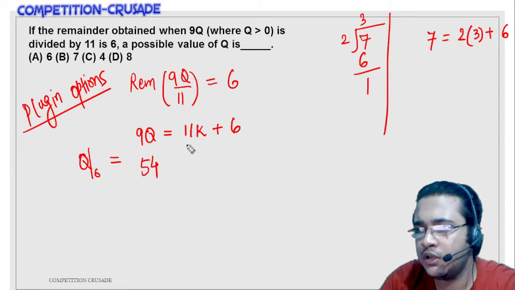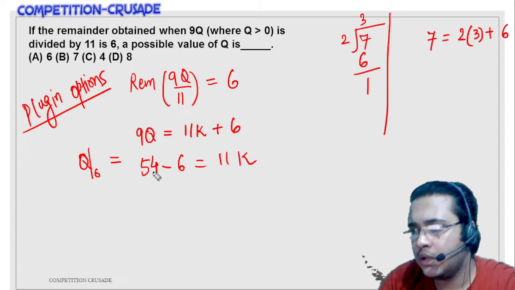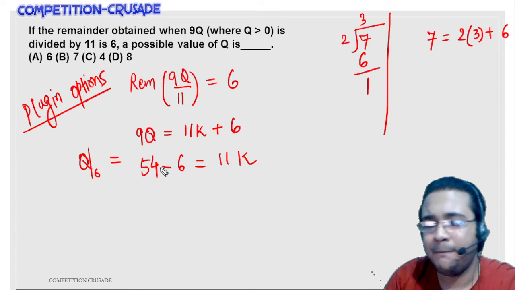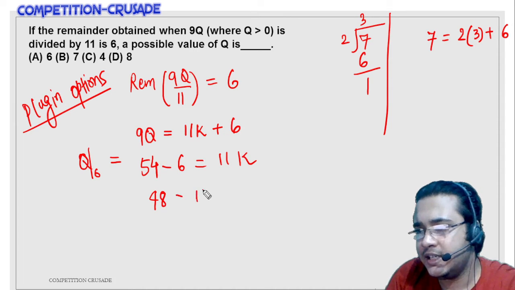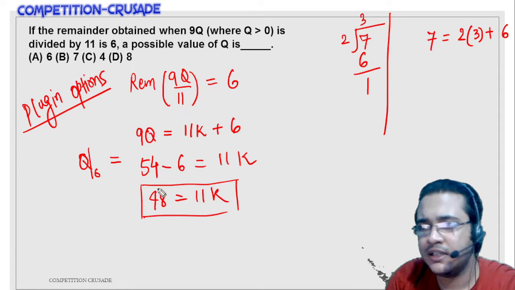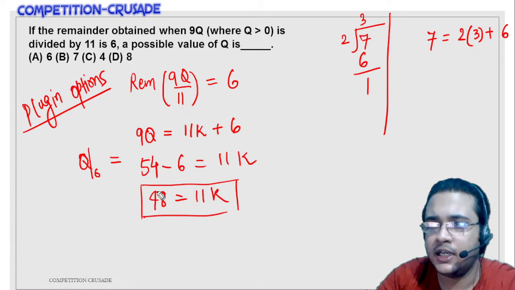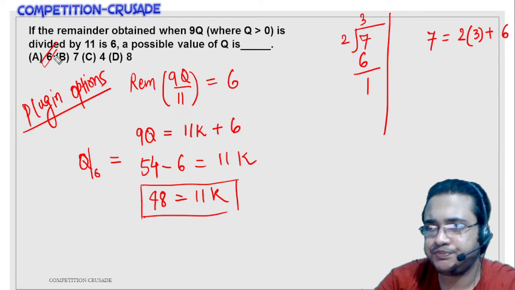9 times 6 is 54. 54 minus 6 is equal to 11k. 54 minus 4 is 50, minus 2 is 48. Now 48 is equal to 11k. You know for a fact that 11 will not divide 48, so this cannot be my answer. I can eliminate this.